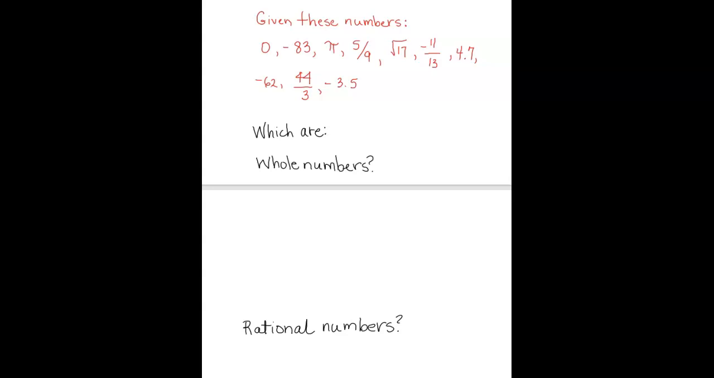Okay, so we're going to start applying some of the stuff that we've been learning. We're given a bunch of numbers. I have 0, negative 83, pi, 5/9, square root of 17, negative 11/13, 4.7, negative 62, 44/3, and negative 3.5. We want to figure out which ones are whole numbers, which ones are rational numbers, and we'll talk about each of these definitions here in a moment.